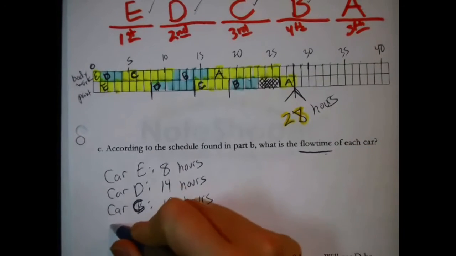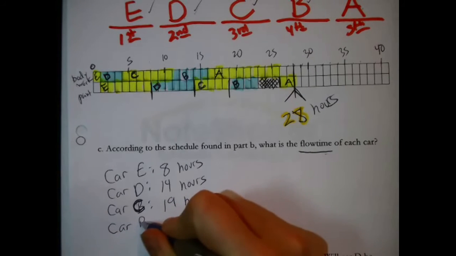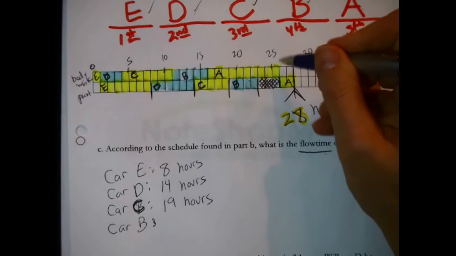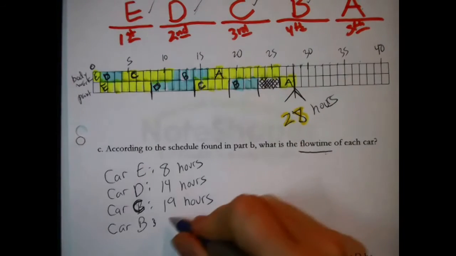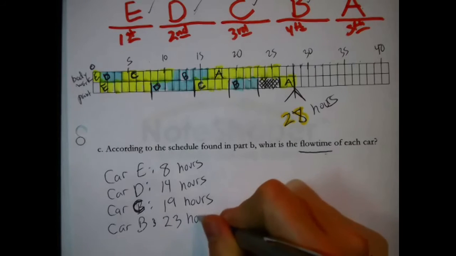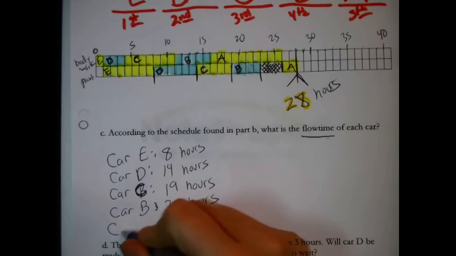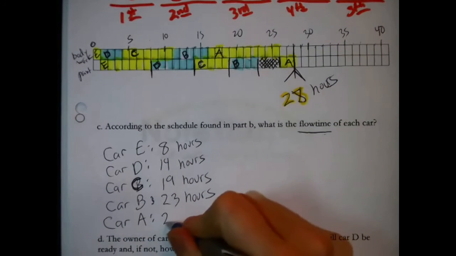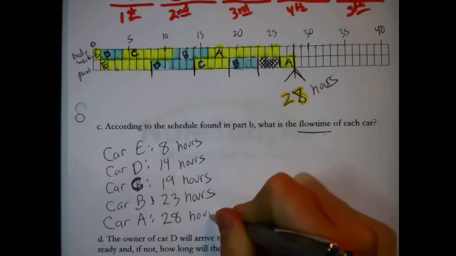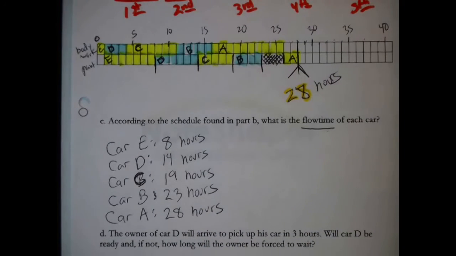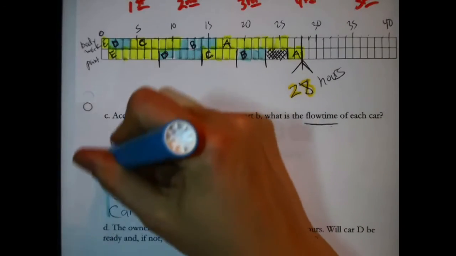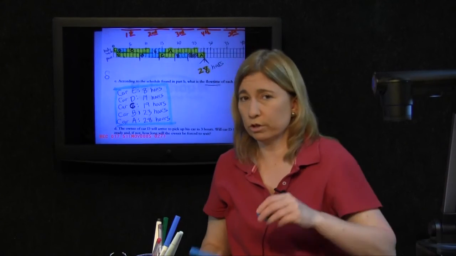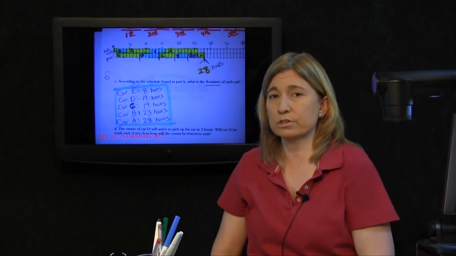Then for car B, find it in the paint shop, and it's being finished up here in, what is this, 23 hours? And then the last car in the sequence, the one that was saved to last, car A, has a flow time that is also the make span of the schedule by definition, so its flow time is 28 hours. So here is when you will actually finish with each one of the cars if you follow this sequence.